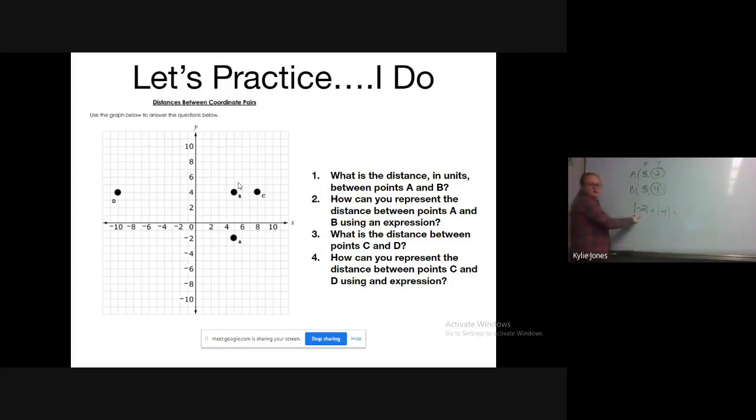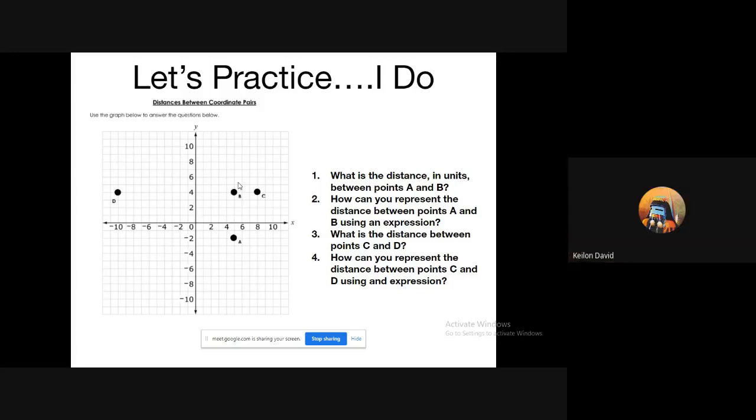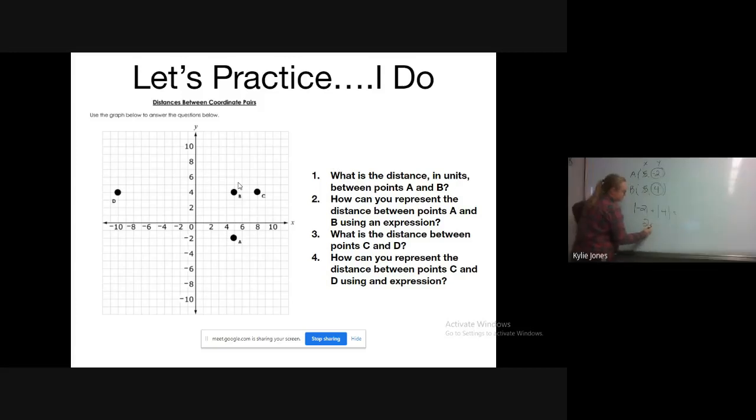What is the absolute value of -2? Positive 2. Plus, what's the absolute value of positive 4? 4. Also positive. So what is 2 plus 4? 6. And then we would write units because we don't have inches or anything like that. So we just write units. So the distance between points A and B, if we were to count up and down, would be 6 units. We'd have 1, 2, 3, 4, 5, 6. Okay?